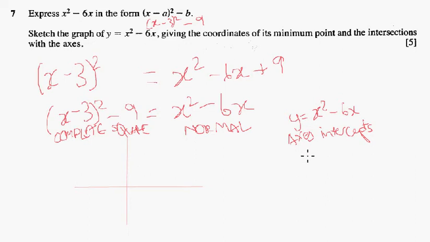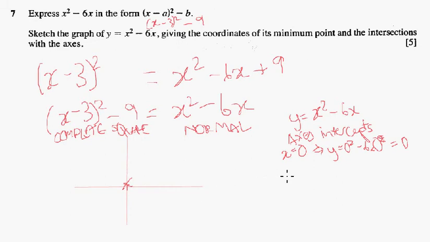For the previous question, we know that for the y-axis, x is 0, and for the x-axis, y is 0. So if we make x equals 0, we can clearly see that y equals 0 squared minus 6 times 0, which is 0. So when x is 0, y is 0, therefore it goes through the origin.